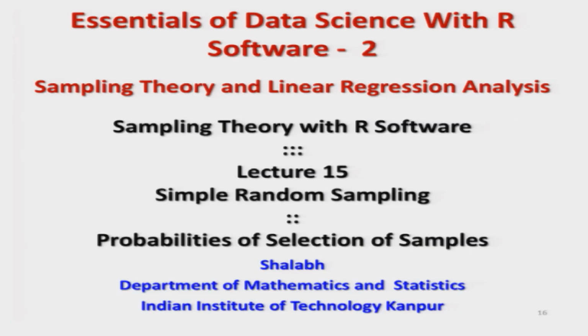You may recall that in the earlier lecture, we had considered how to compute the probability of selection of a unit, and that was 1 upon capital N, that is, 1 upon the total number of units in the population. An important point to be noticed was that whether you are using SRSWR or SRSWOR, the probability of selection of the unit remains the same, 1 upon capital N, and that was supplemented with a mathematical proof also, so that there should not be any confusion. Now, in this lecture, I am going to compute the probability of selection of a sample.